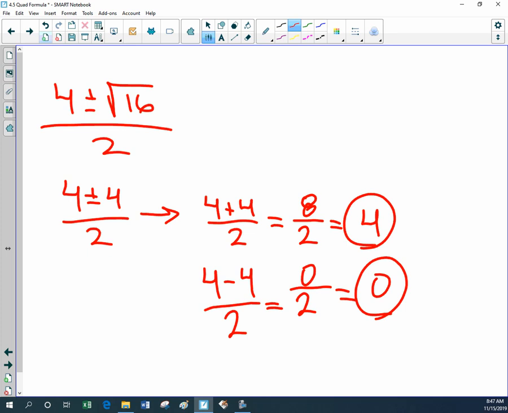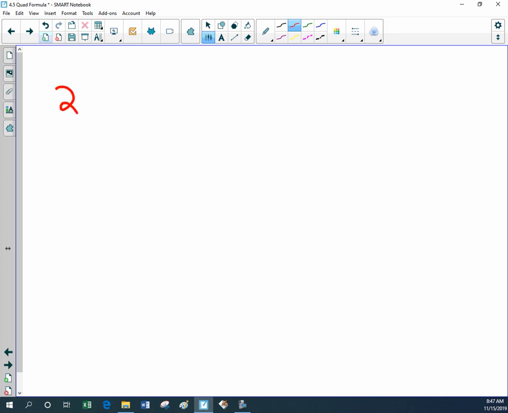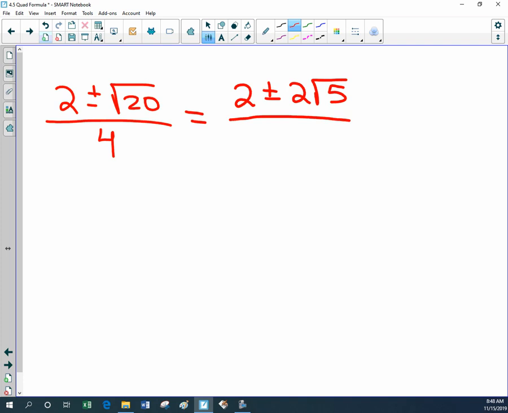Okay, if we have one that looks like this, let's say we have this problem here. Square root of 20, does that simplify? Type it into your calculator for me. So square root of 20, plug it in, and what does your calculator tell you? It tells you 2 square root of 5.